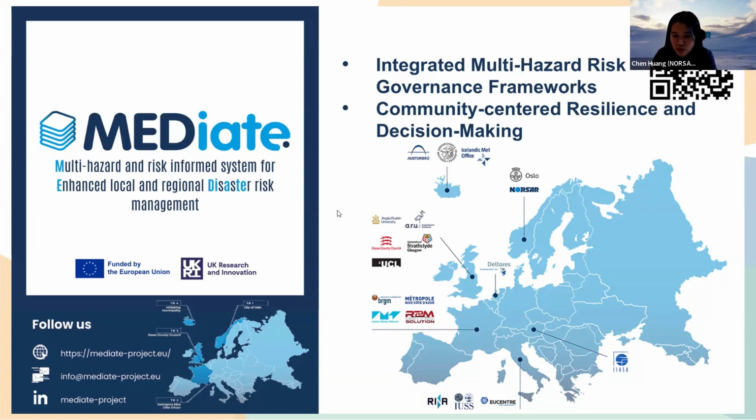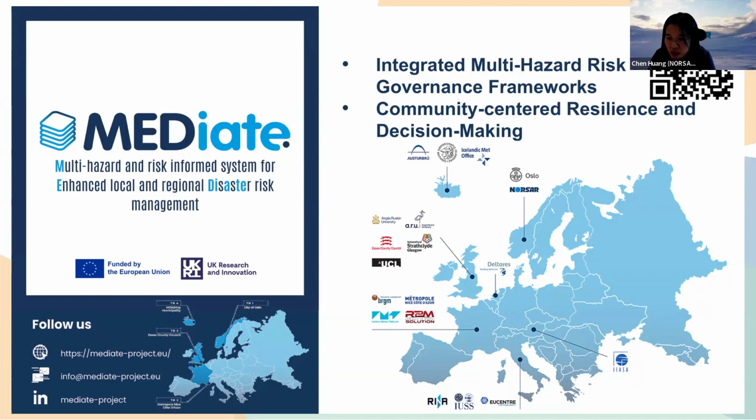We have 18 partner organizations from Norway, Netherlands, Austria, France, Italy, Iceland, and the United Kingdom. We didn't stop at the research achievement, but we tried to work on the policy. So with policy on integrated multi-hazard risk governance framework, we want to establish institutional and legal frameworks that mandate holistic risk assessment and multi-hazard preparedness across all levels of government.